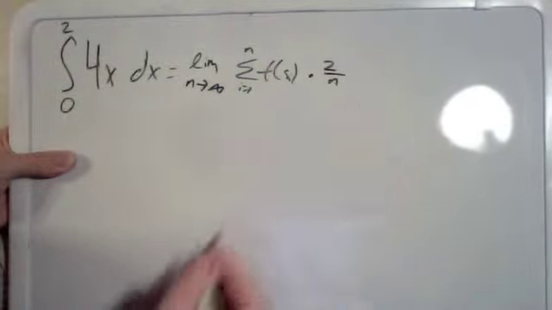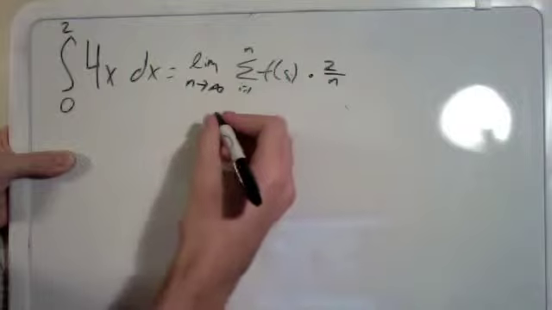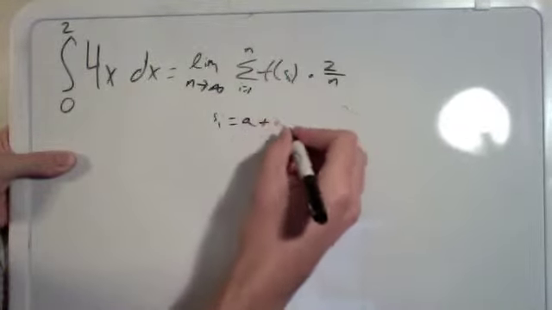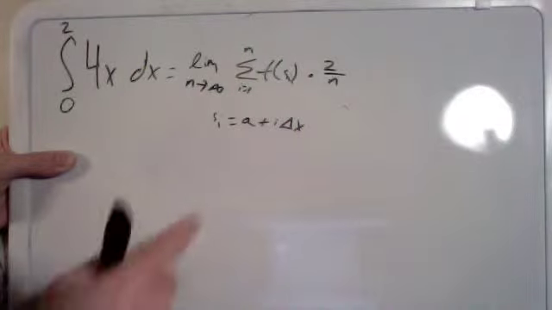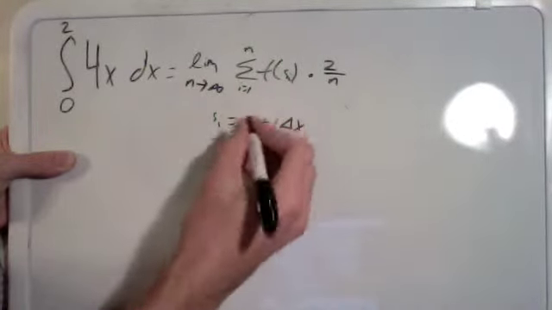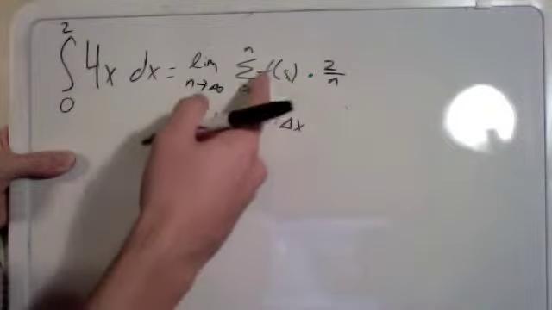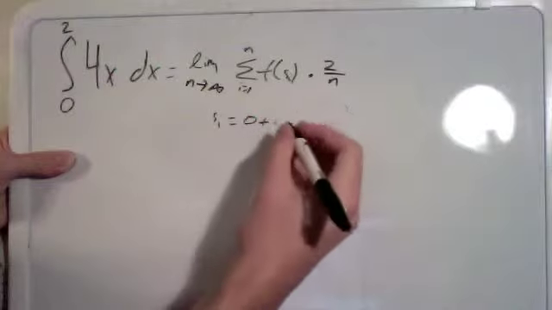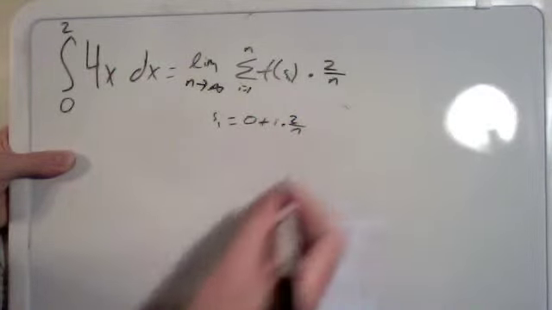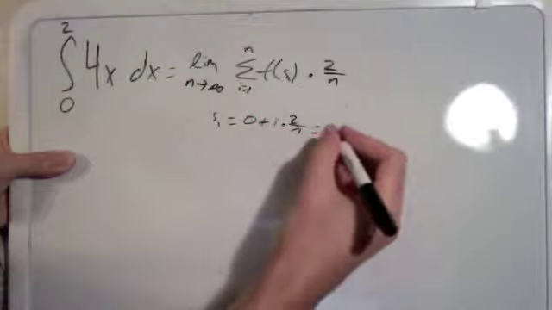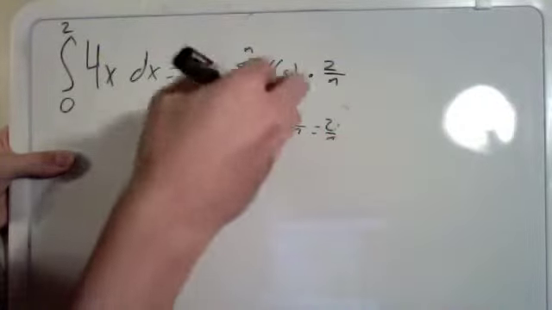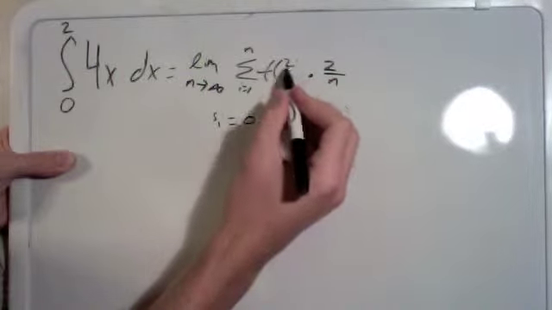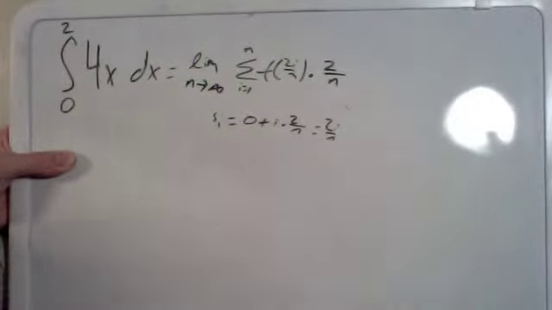2 over n. Now remember that s_i for this type of problem is going to be equal to a plus i delta x. Now we know our a is 0. i is part of this summation, so it's going to be left alone, and we know delta x is 2 over n. So this is equal to 2i over n. So now we have f of 2i over n times 2 over n.